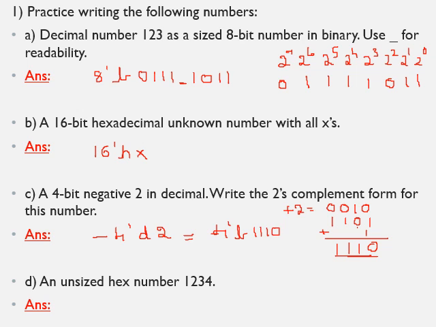Next one is an unsized hex number 1, 2, 3, 4. Unsized means by default it is 32-bit. It is asked to represent in hexadecimal. So 'h 1234.